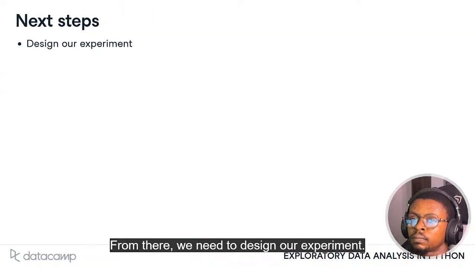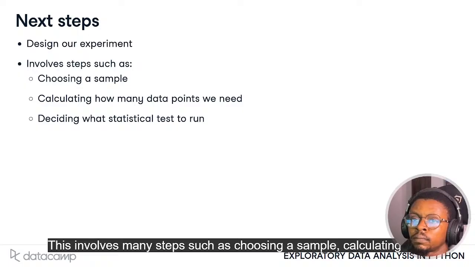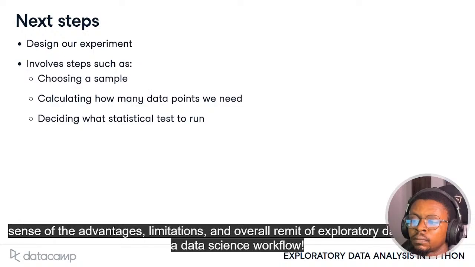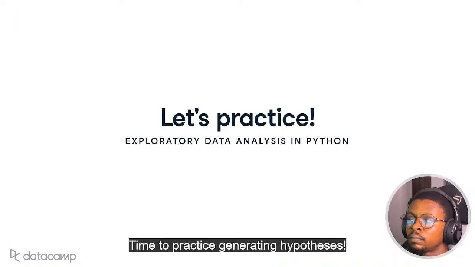From there, we need to design our experiment. This involves many steps, such as choosing a sample, calculating how many data points we need, and deciding what statistical test to run. The steps involved in this process are outside the scope of this course, but hopefully, we now have a sense of the advantages, limitations, and overall remit of exploratory data analysis in the data science workflow. Time to practice generating hypotheses.